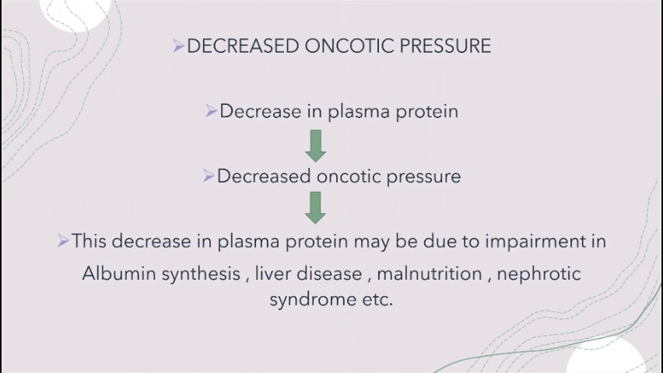Now the next reason could be decreased oncotic pressure. The decrease in plasma protein in the blood really manifests as a decrease in oncotic pressure, and the plasma protein may be less due to impairment in albumin synthesis, liver disease, malnutrition, nephrotic syndrome, etc.